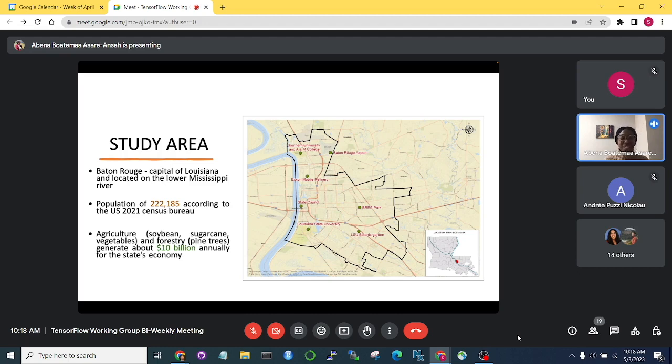The population is about 222,000 according to the US 2021 Census Bureau. And research shows that agriculture and forestry generates about $10 billion annually for the state's economy.